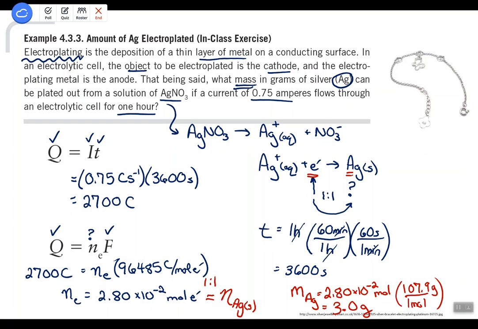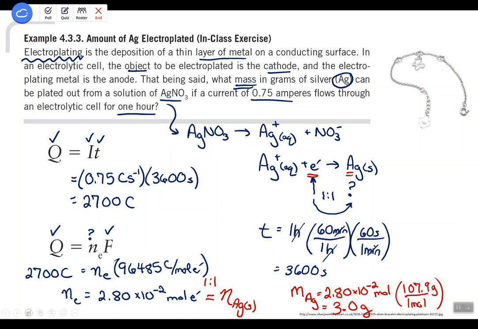Therefore, during this 1 hour, I will be able to electroplate 3 grams of silver onto my necklace, or onto a boat, or onto a piece of machinery or tool. So through Faraday's law, correlating the amount of electrons to the amount of product or reactant, we can determine how much material we can produce, and now we can sell this necklace.